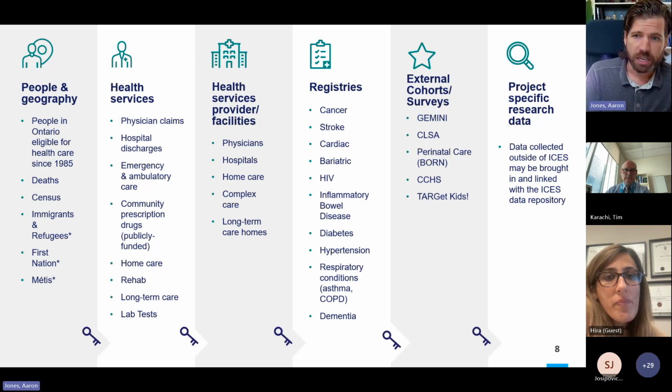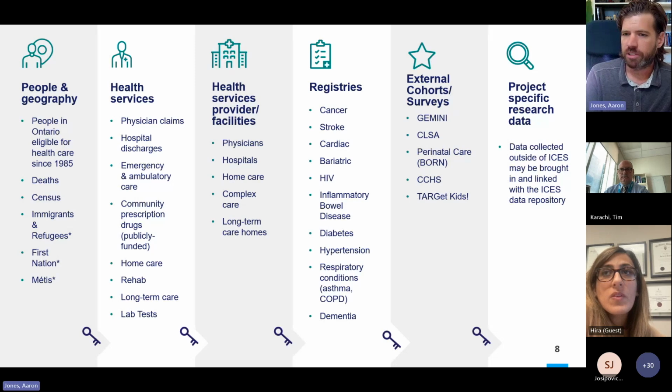We have other cohort studies like the Canadian Longitudinal Study on Aging that have been brought in, which might only be 10,000 people in Ontario, but they have quite a wealth of data available there. We have good perinatal data on BORN and TARGet Kids, as well as some of the Statistics Canada surveys that are also fully linkable, like the Canadian Community Health Survey.